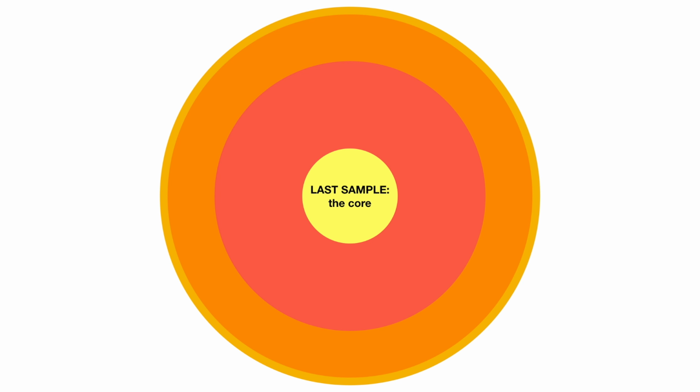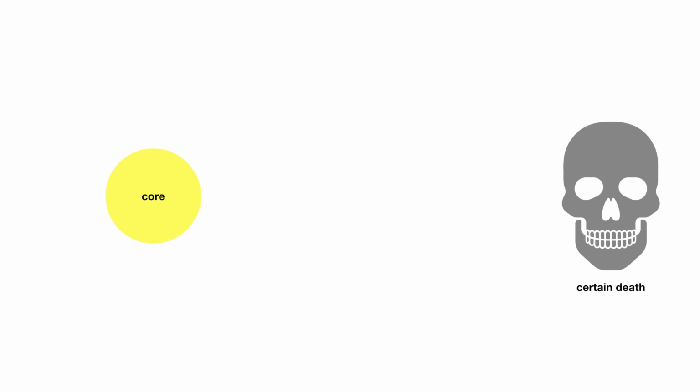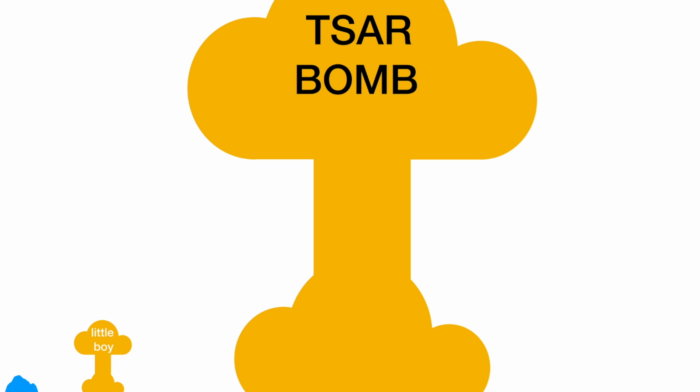Last sample, the core. The core is at 50 million degrees Celsius, hot enough to make helium by smashing together hydrogen atoms. Basically, core plus Earth equals certain death. The biggest nuke ever detonated is the TSAR bomb. TSAR bomb. And that mountain down there, that is Mount Everest. Our sample in TNT would be about 4,000 megatons.